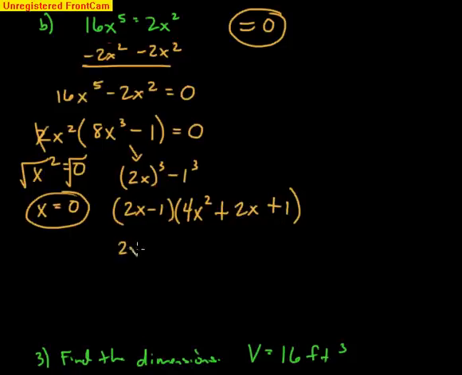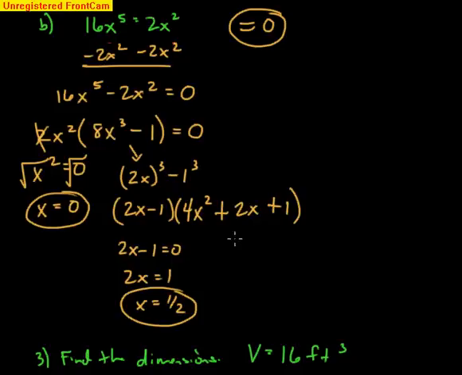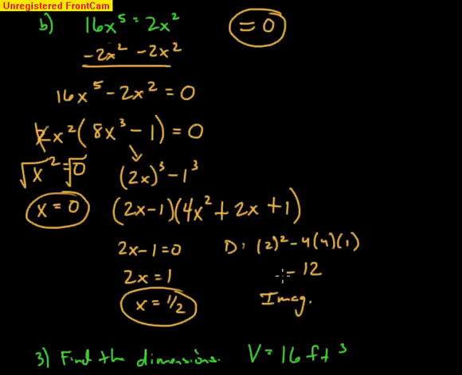So now we have 2x minus 1 equals 0, add 1, divide by 2. There's our second real solution. This one right here, it's a quadratic. Let me find the discriminant first. B squared minus 4 times A times C. That's 4 minus 16, which is negative 12. Uh-oh, I can stop, because that's imaginary, right? Negative discriminant, imaginary solutions here. So we have two answers, 0 and 1/2.